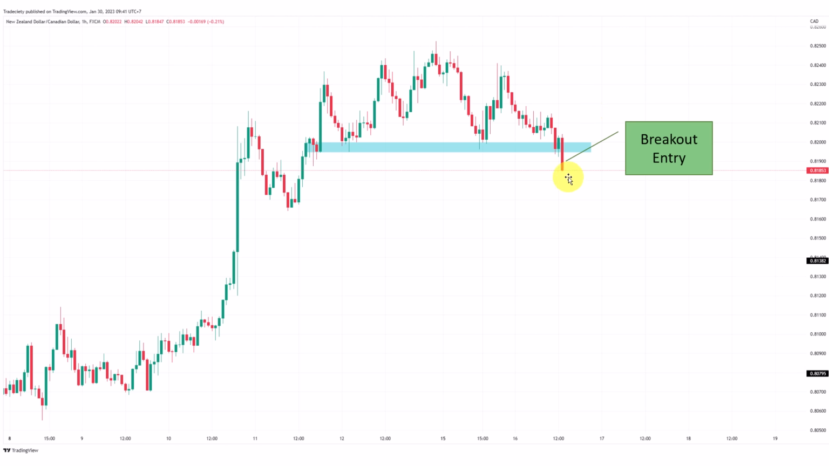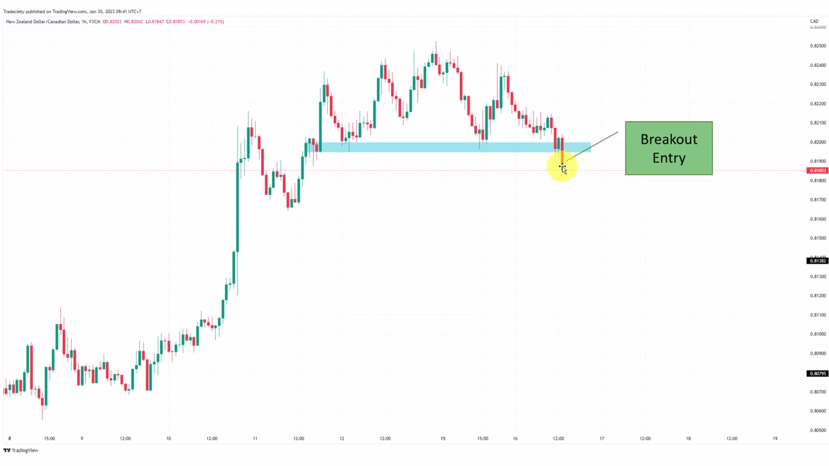We have the breakout entry. You can see very strong momentum here, taking out all of the previous lows. Again, just imagine how this would look on a higher time frame when you're now for the first time able to take out lows. It's a very important signal, and we have the strong push to the downside.